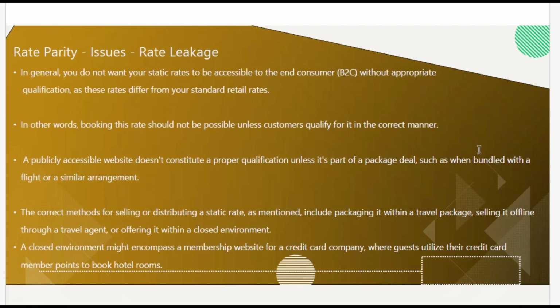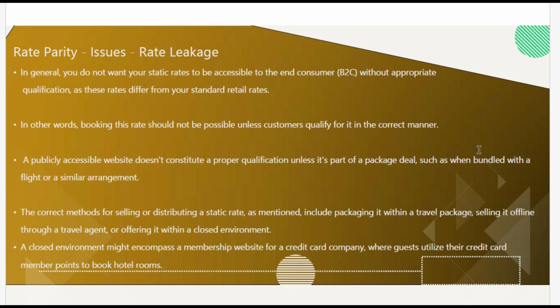So in general, you do not want your static rates to be accessible to the end customer, which is B2C, business to customer, without appropriate qualification, as these rates differ from your standard retail rates. In other words, booking this rate should not be possible unless customers qualify for it in the correct manner. A publicly accessible website doesn't constitute a proper qualification unless it's part of a package deal, such as when bundled with a flight or a similar arrangement.